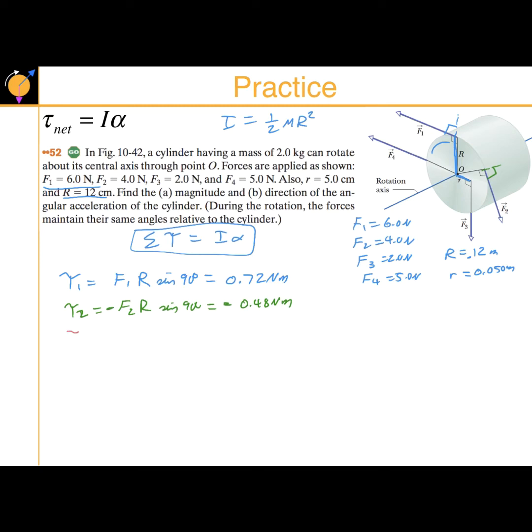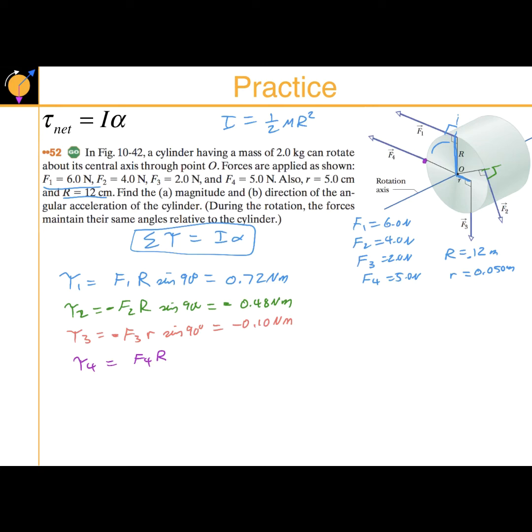And if I go to torque 3, it's F3 times R. Now, the thing about F3 is it's not R, it's little r. And it's also trying to rotate it clockwise, so I'll put a minus sign there as well. And it's also 90 degrees, so it's sine of 90 degrees. So this ends up being minus 0.10 Newton meters, negative.